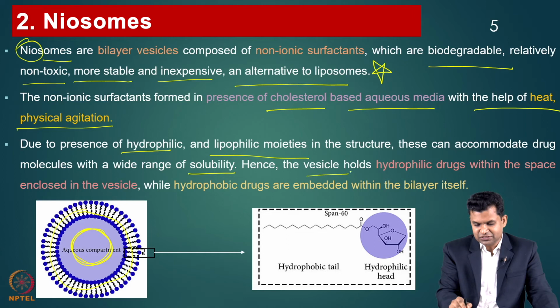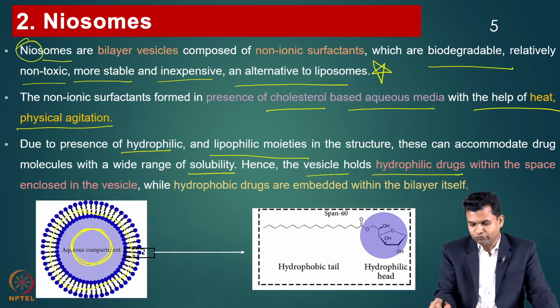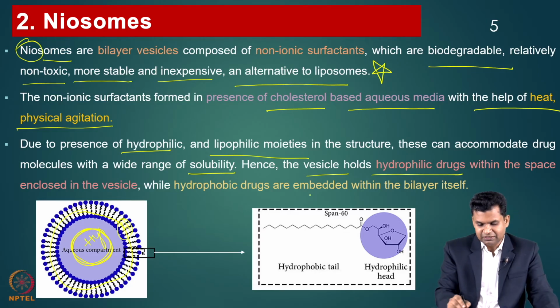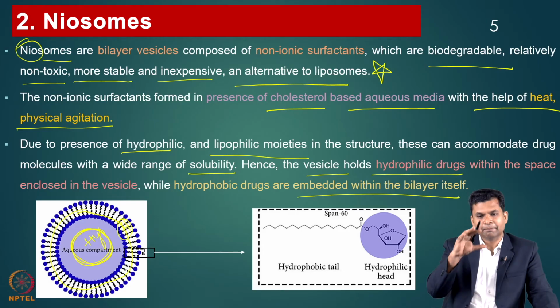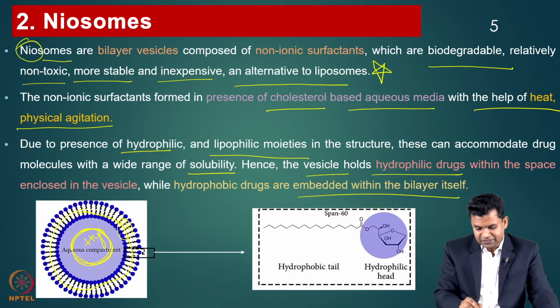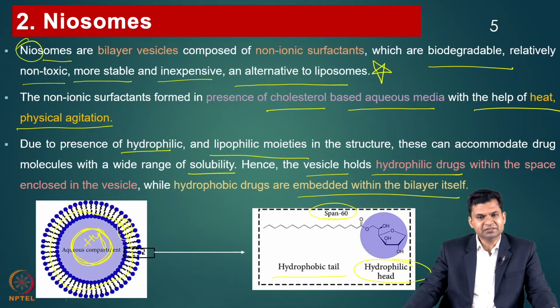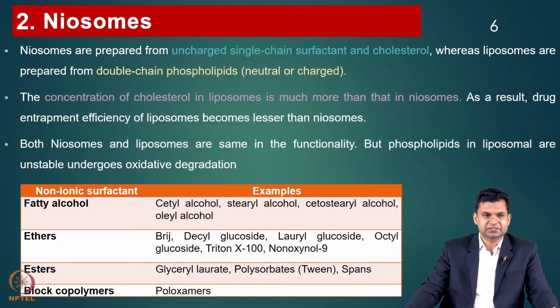Hence, these vesicles hold hydrophilic drugs within this aqueous compartment, whereas hydrophobic drugs will be encapsulated in this bilayer structure. With this you can see this is the Span 60 structure, with this hydrophobic tail and this hydrophilic head. This structure is similar to the liposomes, except here we use non-ionic surfactants.